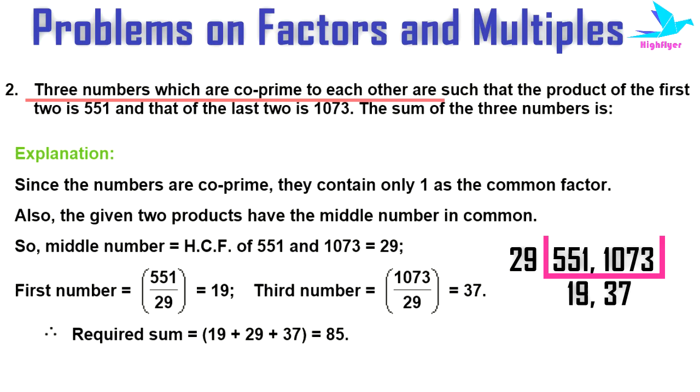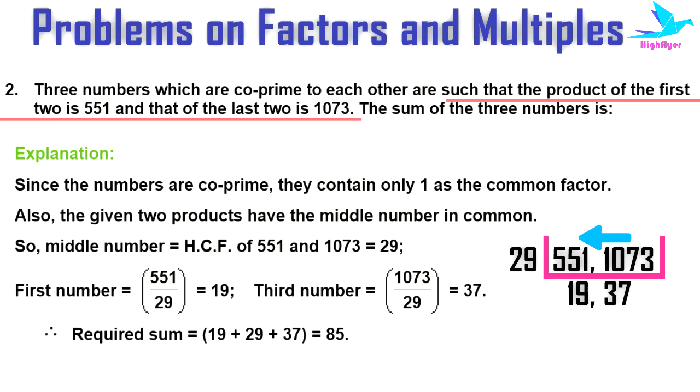And just because it is the highest common factor and as well as a prime number, then it must be one of the numbers from the 3, which is common to both the numbers. So it must be also the middle number, because it is given that the given two products have the middle number in common.